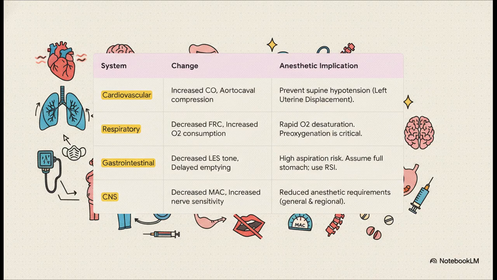Cardiovascular. Cardiac output is up by almost 50%, but all that volume means nothing if it can't get back to the heart. After 18 weeks, that gravid uterus lying flat on the back can crush the vena cavas, dropping cardiac output to 0. That's why left uterine displacement isn't just a good idea, it's mandatory.